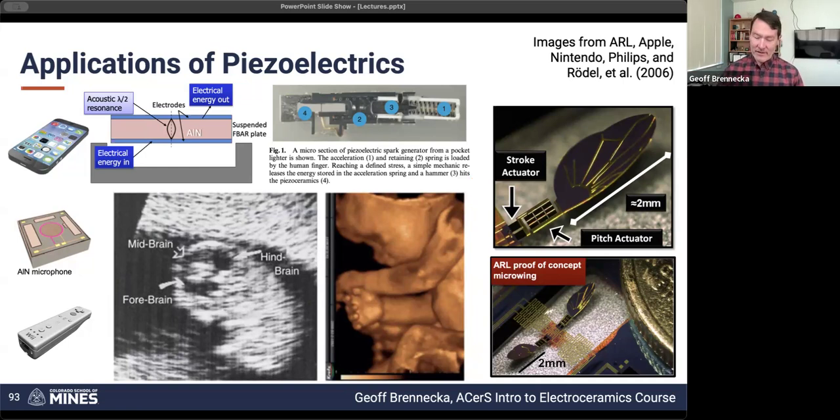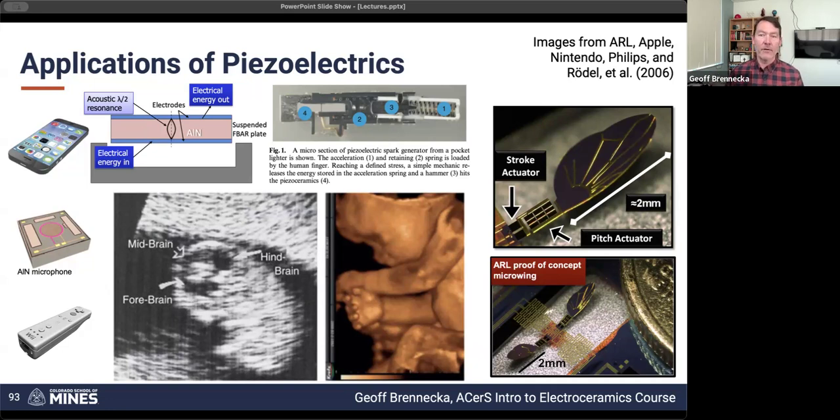And my personal favorite is an application from the Army Research Lab from, again, about 10, 12 years ago, where they were using PZT thin films to make little wings for flying robots. Again, this is a case where you apply an electric field and you get a strain, and there are all sorts of fun things you can do with that. Right, so these are just examples of when you might want to take advantage of piezoelectrics.